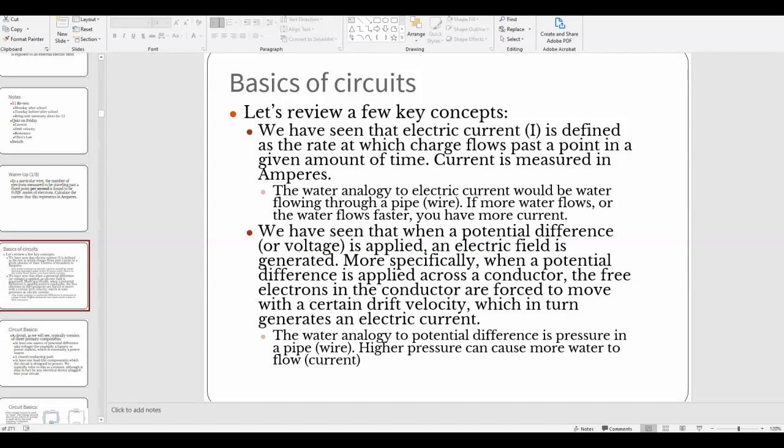And so if current is like the water flowing through the pipe, voltage or potential difference is basically like the pressure in the pipe. It is the thing that is pushing on the water, not physically pushing, I guess, but the thing that actually causes the current to move. All right, so when you talk about a circuit, I'm going to go to the next slide, so pause there if you need to write this down.